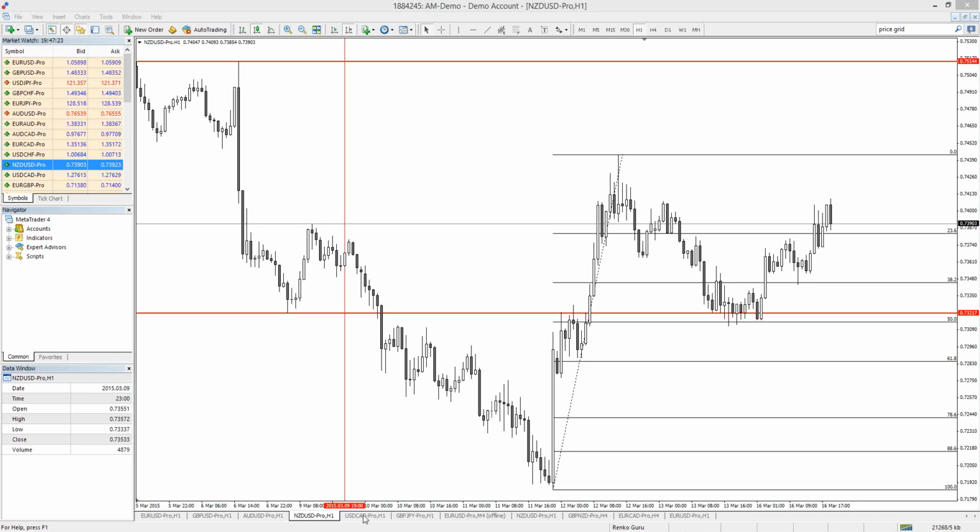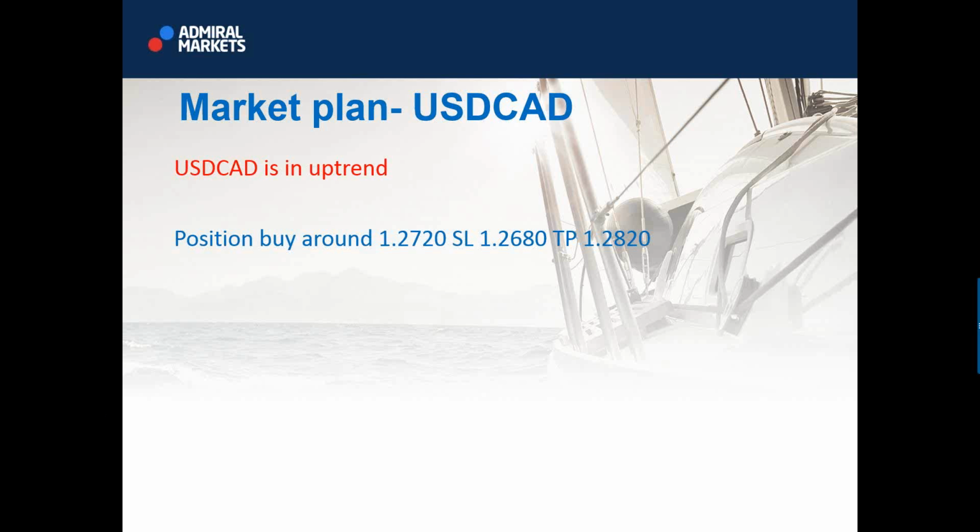Dollar CAD is the next setup. Dollar CAD, I see a buy position at 27.20. 26.80 is stop loss and 28.20 is the target. Okay, we want to see this kind of price action, guys. We want to see this 27.20, 26.80, 28.20. This is the setup for dollar CAD.